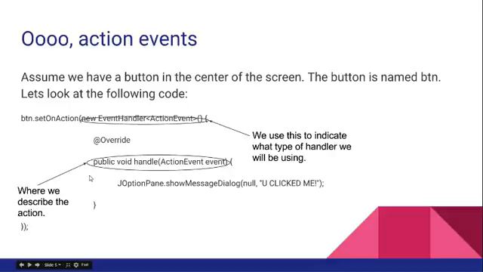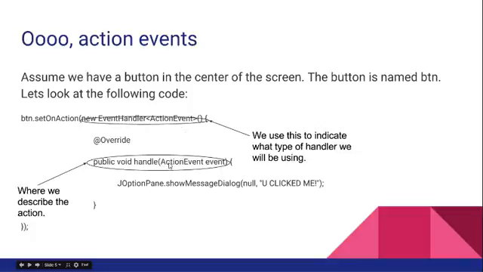So if you've worked with different JFrame key events, then you know what this is. You got a new event handler. So this indicates what type of handler we're using. In this case, it's an action event. You have mouse events, action events, and key events. This here is the method.